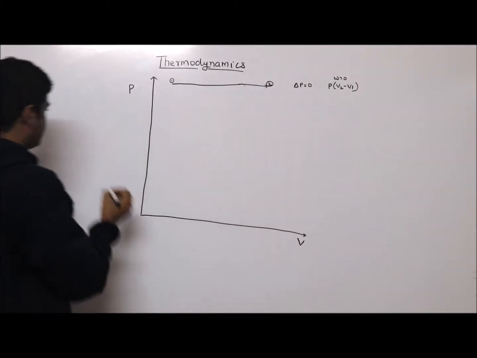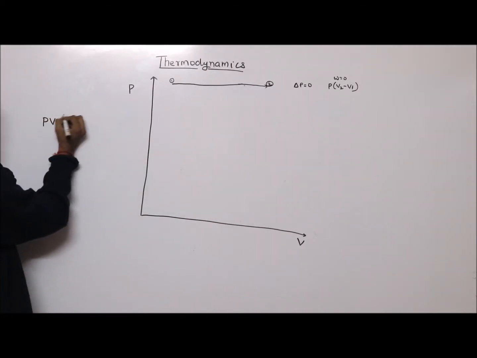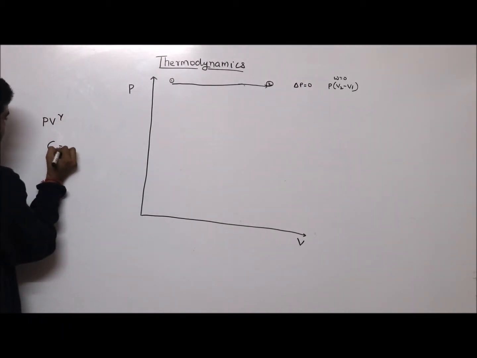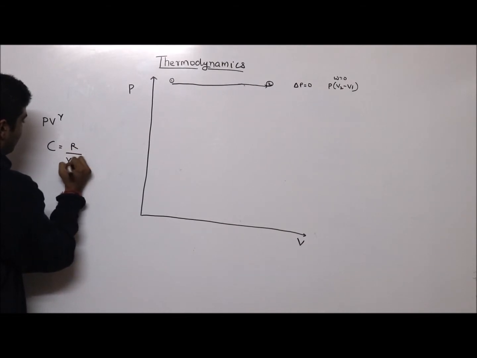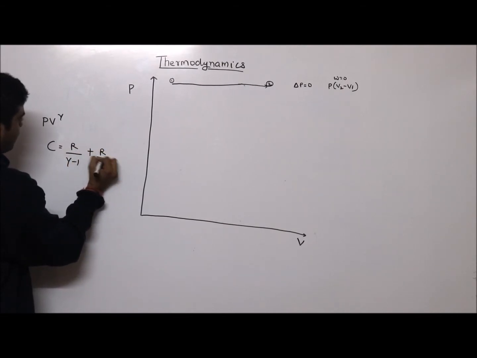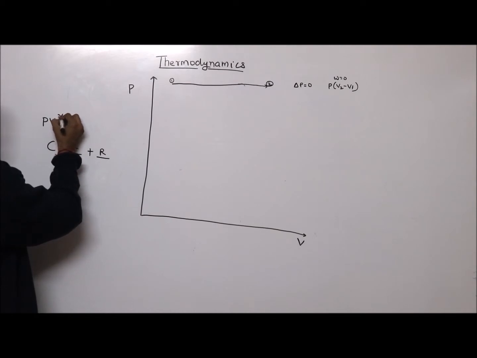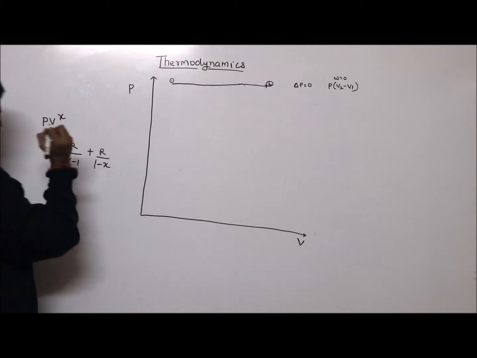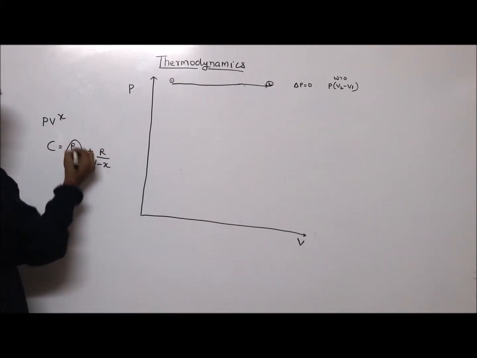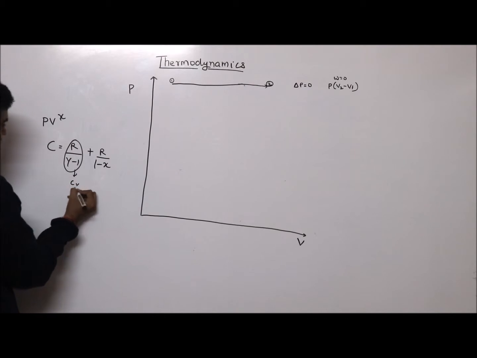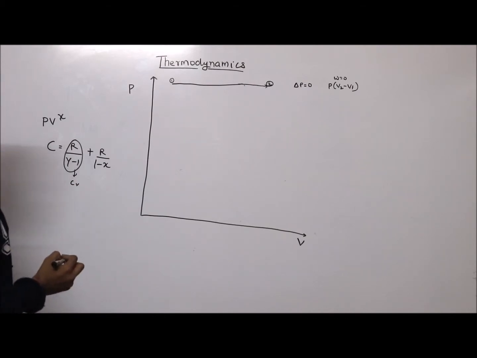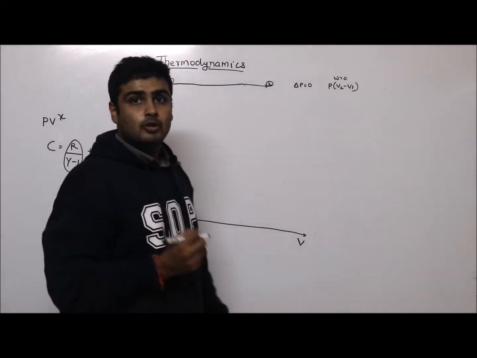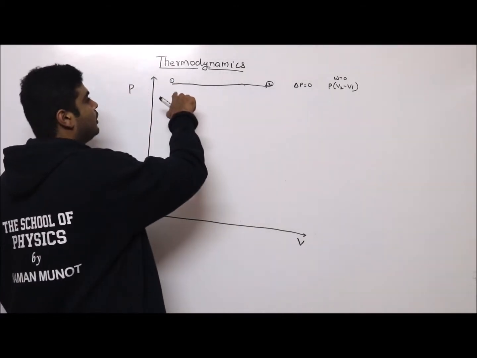So for any process PV^gamma = constant, this constant C is equal to R upon gamma minus 1 plus R upon 1 minus x, or say for any polytropic process PV^x = constant. Now this R upon gamma minus 1, as we have studied, is CV. So C is equal to R upon gamma minus 1 plus R upon 1 minus x. Coming back to the process from 1 to 2.